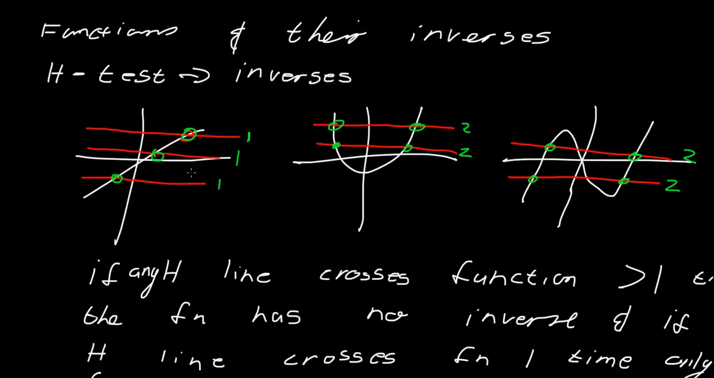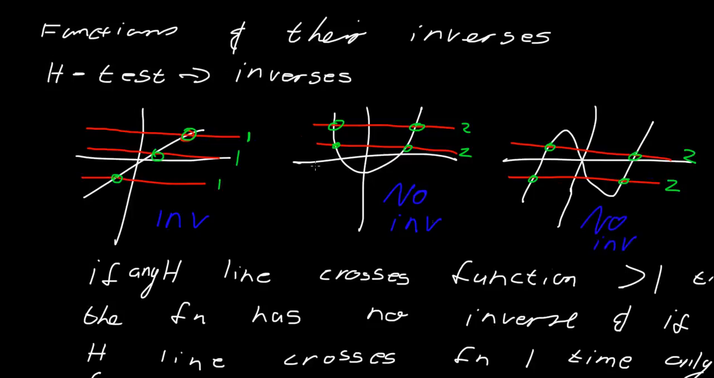So if any of your horizontal lines cross the function more than once, the function has no inverse. If all the horizontal lines cross the function once, the function has an inverse. So let's check here. Each of our lines crossed only once, so this function has an inverse. Here, the horizontal line crosses more than once, so no inverse. Here, once again, the horizontal line crosses the function more than twice, so no inverse.